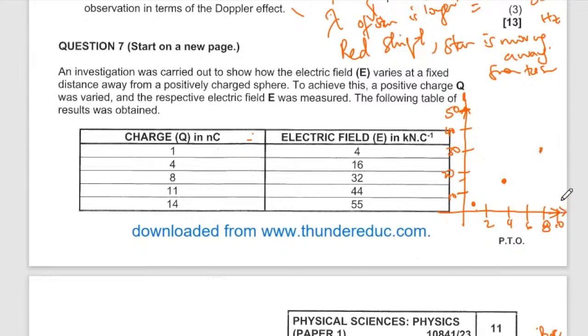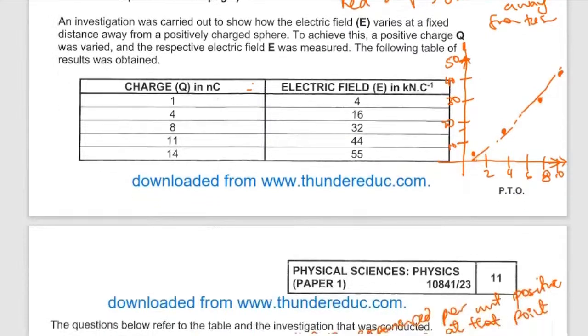14 or 11 is slightly above 40 there, and so on. So just plot the points, but you're going to notice that these points are not forming a normal straight line. So you need to draw a line of best fit, a line where all the points are close to that line. All the points may not pass through the line, but all the points must be close to the line. So that is the graph.